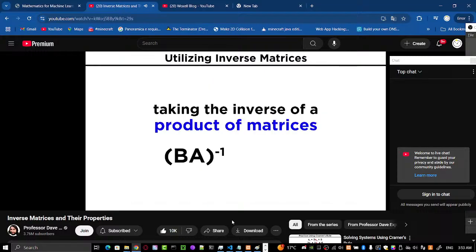In addition, when taking the inverse of a product of matrices, like the quantity B times A inverse, we get A inverse times B inverse in that order.